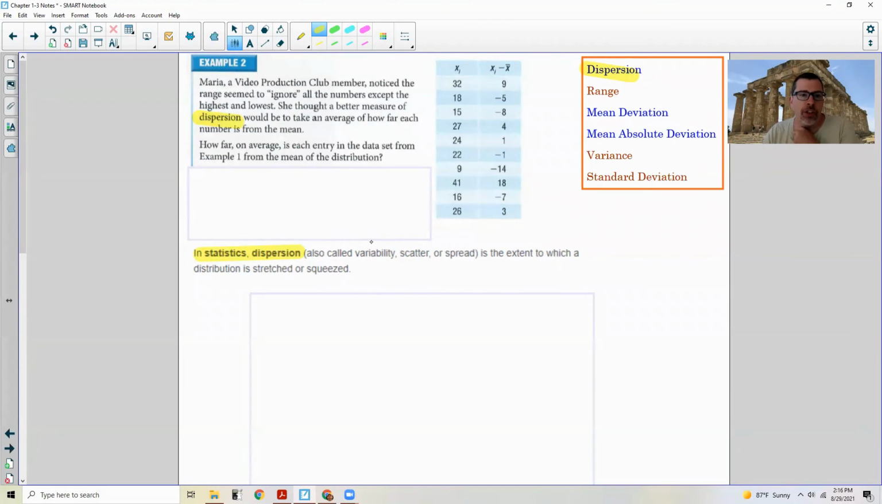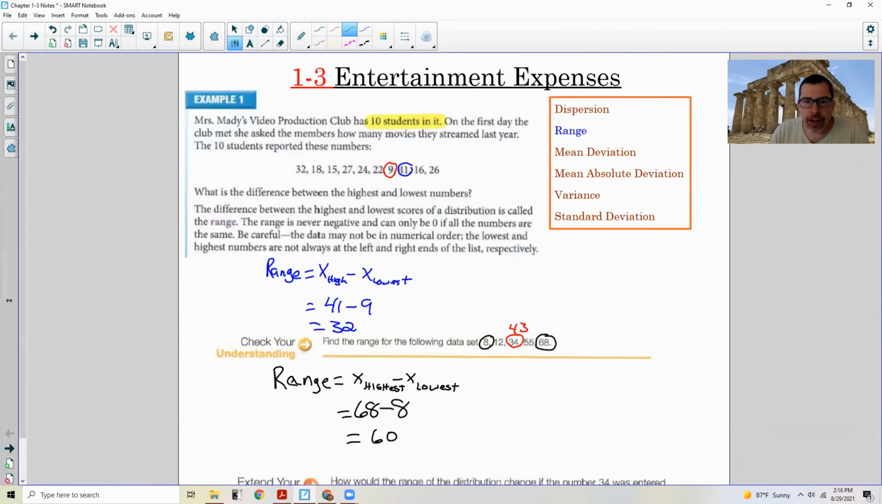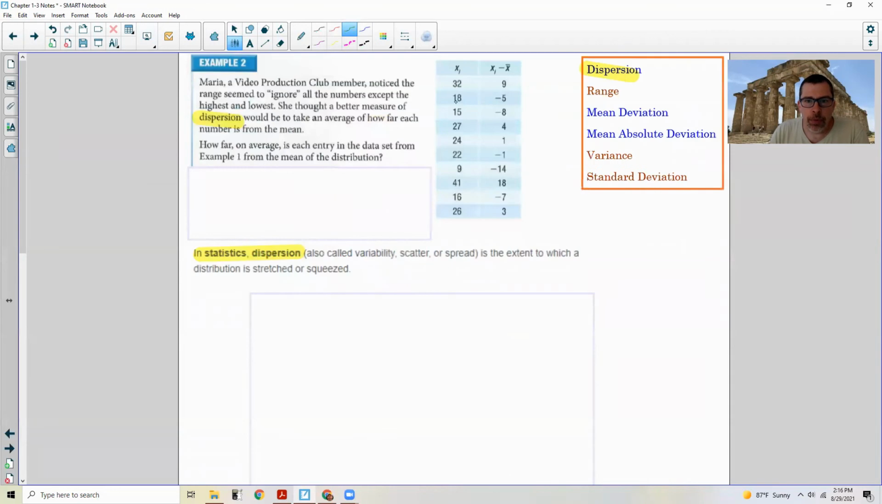So she thought a better measure of dispersion would be to take an average of how far each number is from the mean. So we're leading up to something here. So how far on average is each entry in the data set from example 1 from the mean of the distribution? So they gave us this in the book, but let me explain what this is. 32, 18, 15, 27, 24, 22, 9, 41, 16, 26 was just simply the values from example 1 in order. And when I say in order, they're in the same order as they were listed in example 1.